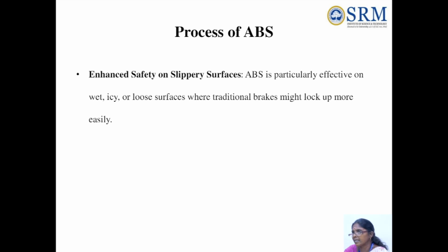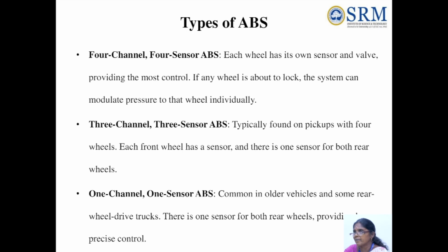ABS is particularly effective on wet, icy or loose surfaces where traditional brakes might lock up more easily. Different types of ABS, anti-lock braking system. The first one is 4-channel 4-sensor ABS. Each wheel has its own sensor and valve, providing the most control.